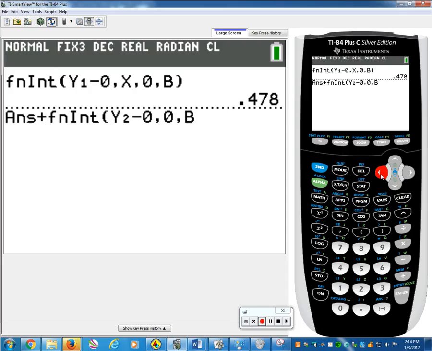The homework is to simply finish the problems in the pink sheet. So do the remaining problems in the pink sheet.